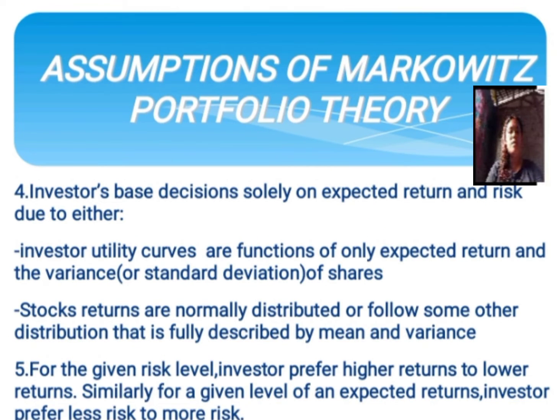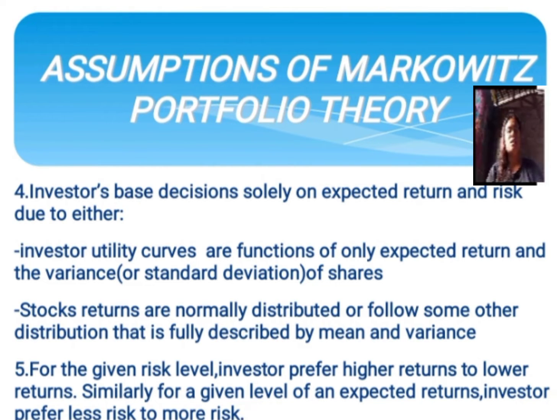Number 4. Investors base decisions solely on expected return and risk, due to either investor utility curves being functions of only expected return and the variance or standard deviation of returns, or stock returns being normally distributed or following some other distribution that is fully described by mean and variance. Lastly, for a given risk level, investors prefer higher returns to lower returns. So, similarly, for a given level of expected returns, investors prefer less risk to more risk.